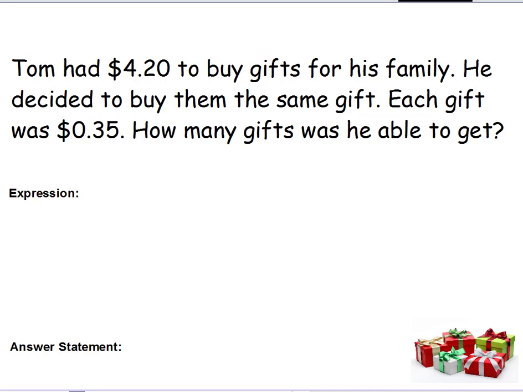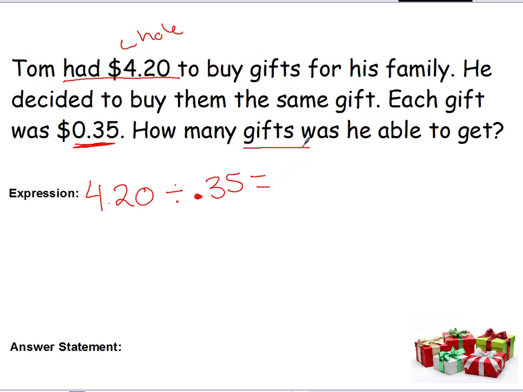Okay, third problem. Tom had $4.20 to buy gifts for his family. He decided to buy them the same gift. Each gift was 35 cents. How many gifts was he able to get? Okay, they're telling us that he had a total of $4.20. So this is going to be my dividend, our whole. That's going to go first. So $4.20. And each of them cost 35 cents. And we want to know how many gifts he was able to get.